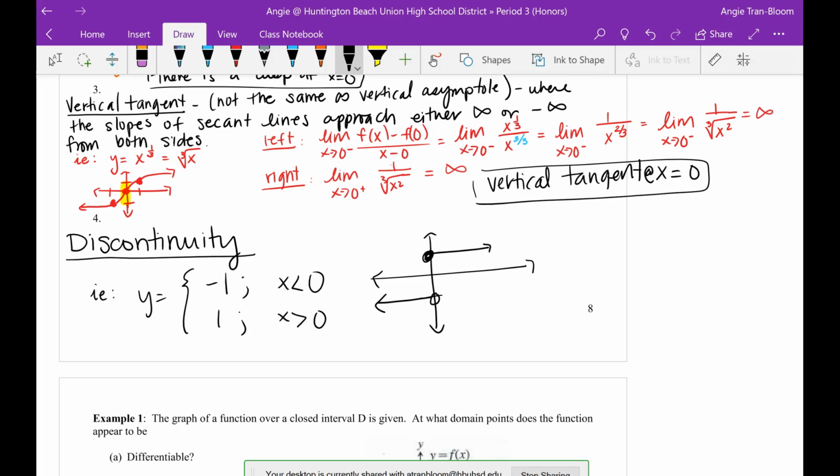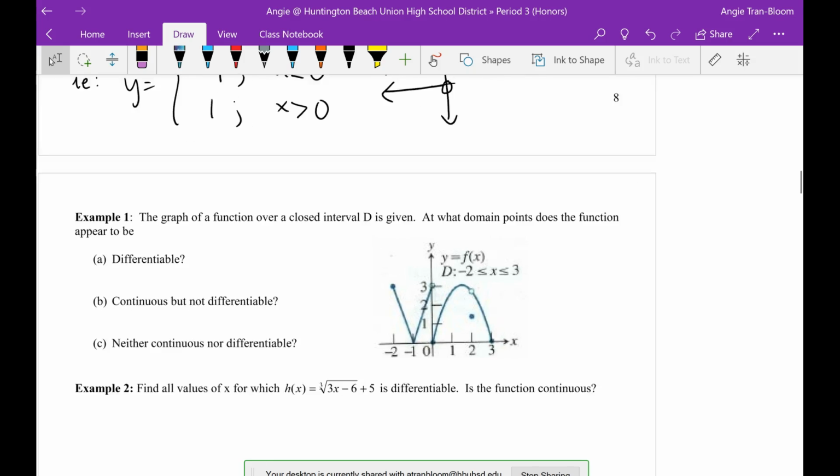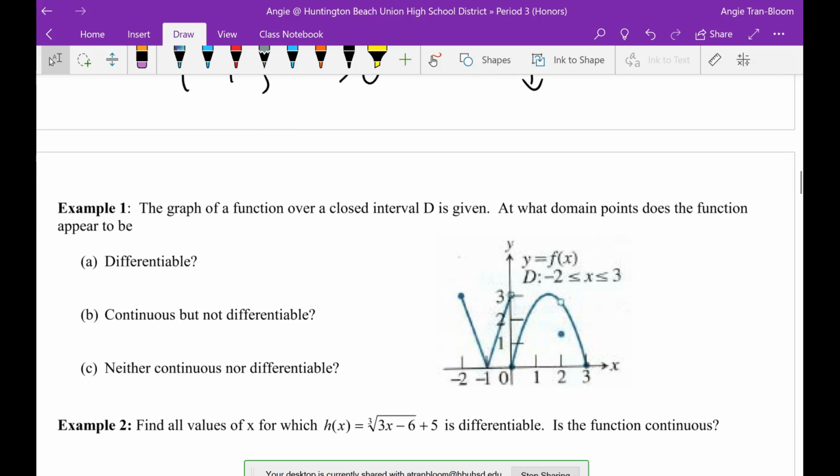Okay. Now that's going to bring me to example 1. Example 1. Okay. Can you please help me? Olivia, can you help me read example 1? The graph of a function over a closed interval D is given. At what domain points does the function appear to be differentiable, continuous but not differentiable, or neither continuous nor differentiable? Great. Let's answer all those.